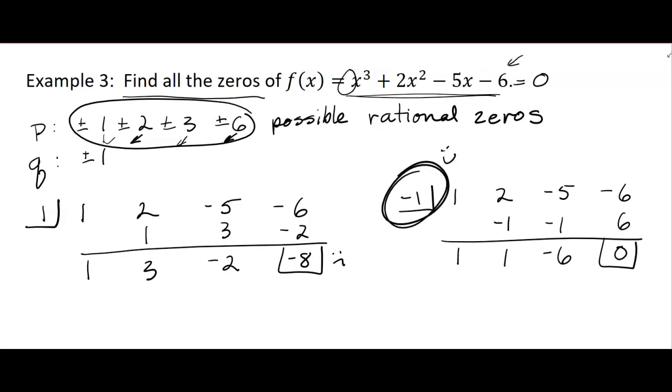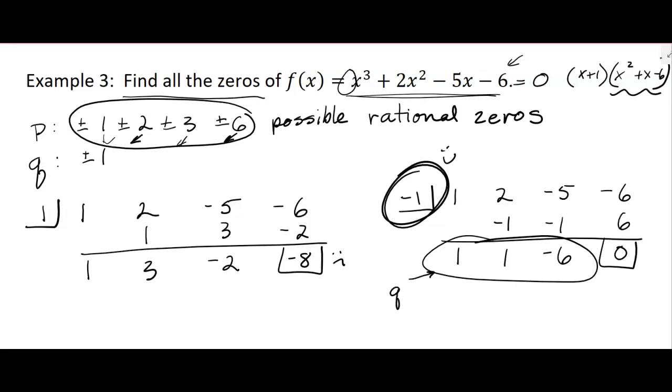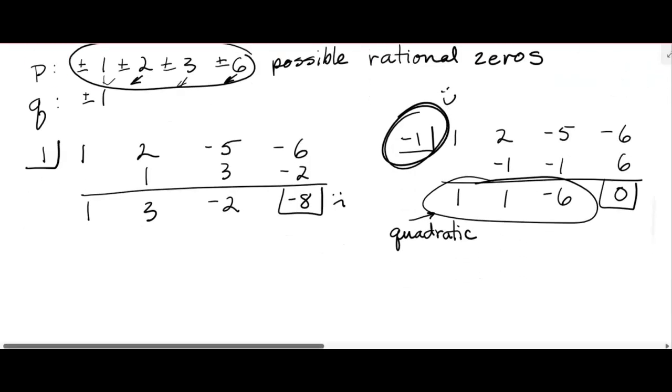Yay, happy face, star, whatever you want to say. -1 is a 0. So you know one of them, but it's even better than that because now you know the division. You know that x plus 1 is a factor, and the other factor comes from right here. It's going to be x squared plus x minus 6. You don't have to write this, but I wanted you to have a visual of what's actually going on. We found a 0. That means we know a factor, and it means we know the other factor. And this is quadratic. And the great thing about being a quadratic is if we have to, we can use the quadratic formula. But we don't have to this time.